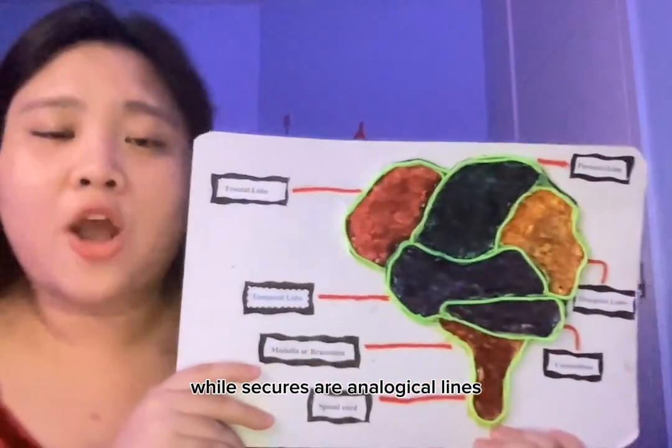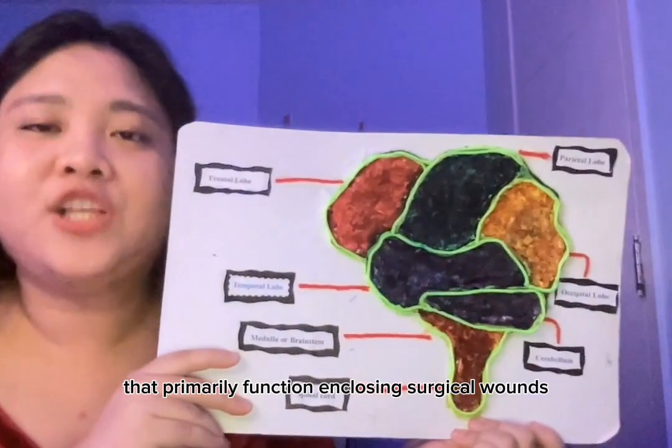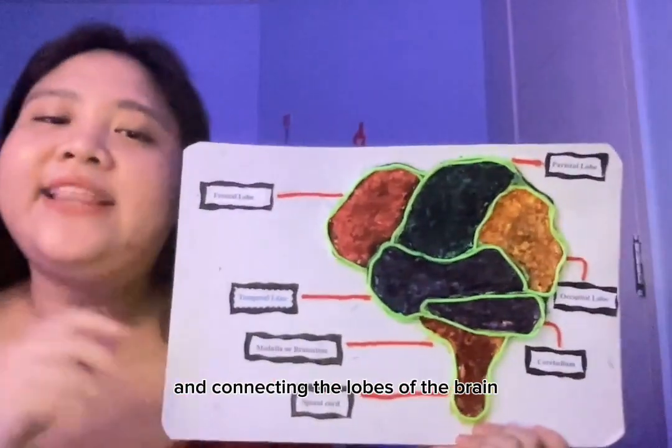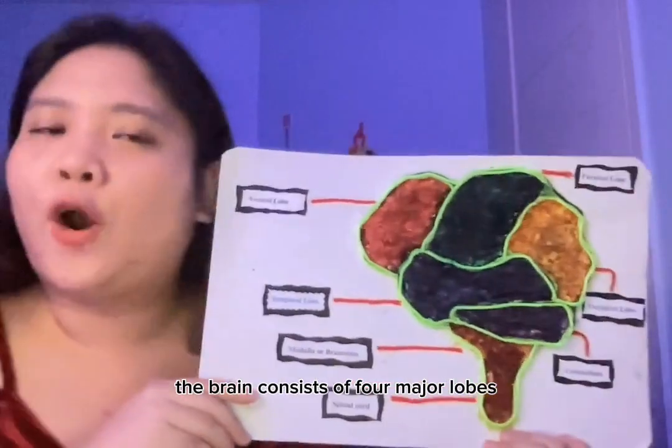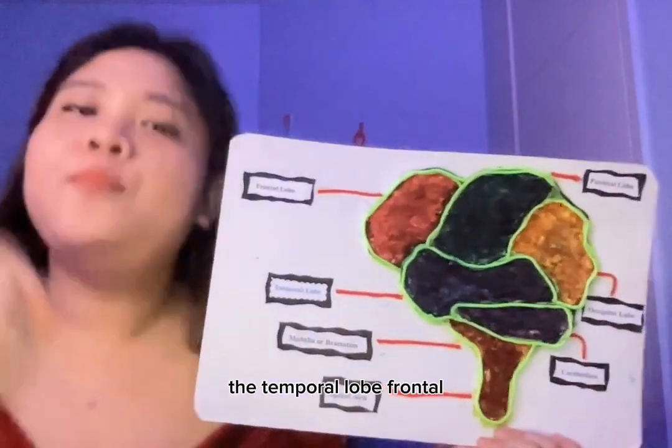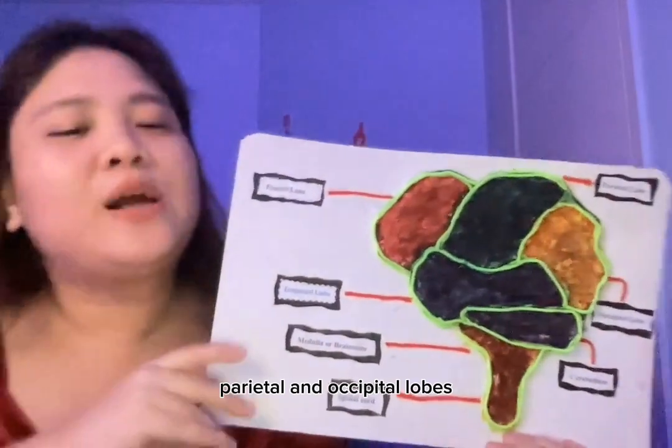Well, sutures are anatomical lines that primarily function in closing surgical wounds and connecting the lobes of the brain that participate in hemostasis. The brain consists of four major lobes: the temporal lobe, frontal, parietal, and occipital lobes.